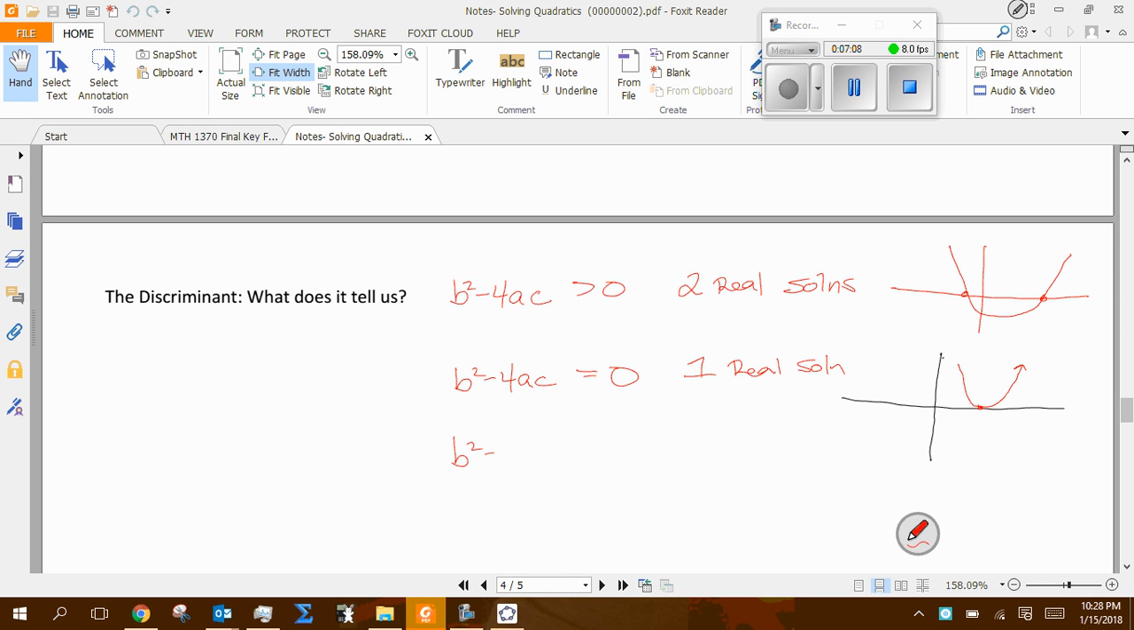Or if b squared minus 4ac is less than 0, so it's negative, you have two non-real solutions, which means that your graph does not cross the x-axis. So it looks like the curve that we just came up with, something like this. And it's going to have i in it when you do that.